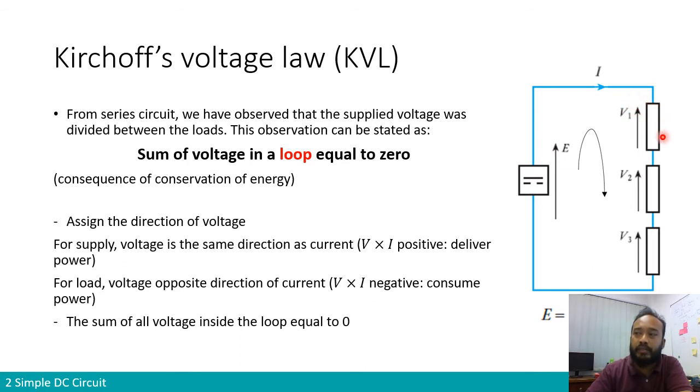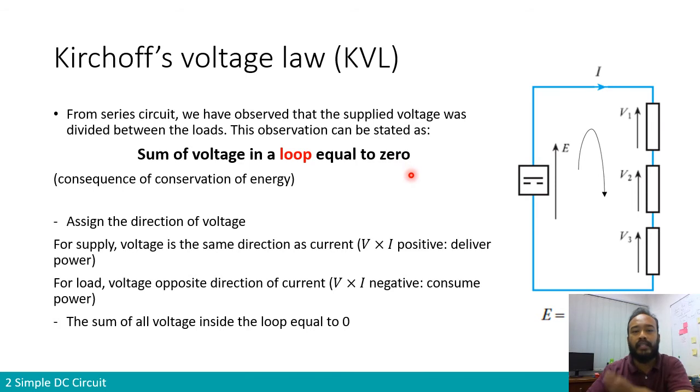For example, let's imagine the first resistance is called R1, R2, and R3. So the voltage or the potential differences across the resistances, we could call V1, V2, and V3, right? What we have seen is that the voltage that is supplied equals the sum of the voltage that is consumed by the resistors. So from a series circuit, we can write an equation from that observation. We can say that the sum of voltage in a loop equals 0.